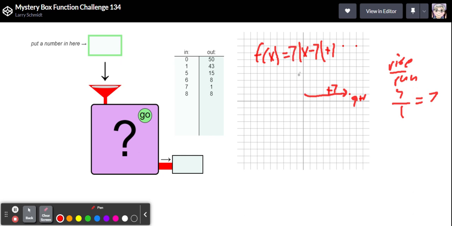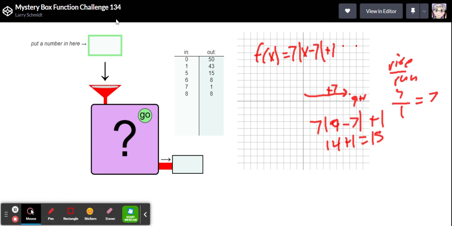Although we may want to use this to predict another point. Let's try 9, since we haven't done 9 yet. So if we put a 9 in for x, we'd have 7 times the absolute value of 9 minus 7 plus 1. Okay, 9 minus 7 is 2. The absolute value of that is just 2. So 7 times 2 is 14, plus 1 would be 15. So if we put in 9, we should get 15. So let's give that a try. Put in 9. And there's 15. So I think we're on the right track.